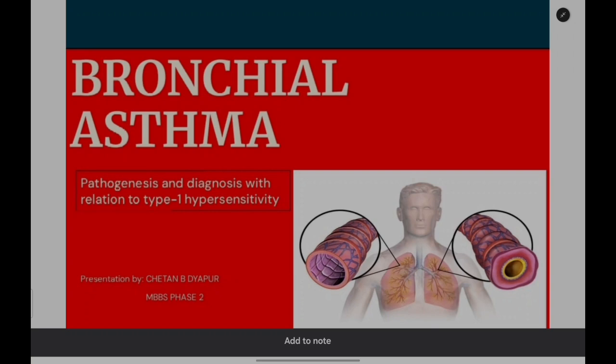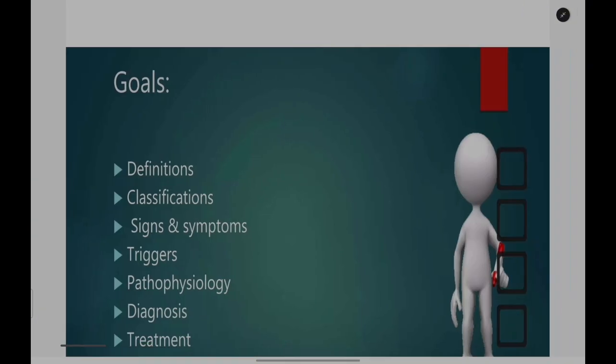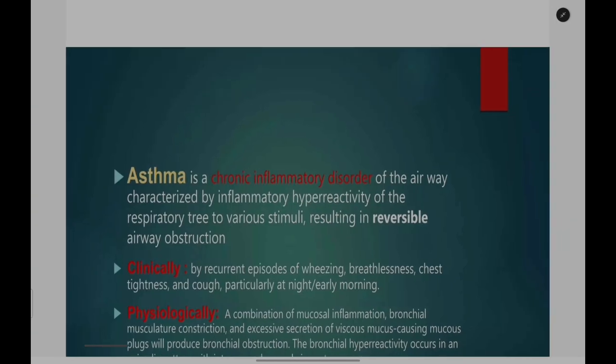Today I am going to discuss bronchial asthma, in that pathogenesis and diagnosis with relation to type 1 hypersensitivity. The goals of these lectures are definitions, classifications, signs and symptoms, triggers, pathophysiology, diagnosis, treatment, and histopathology. First, let us look into the definition of asthma.